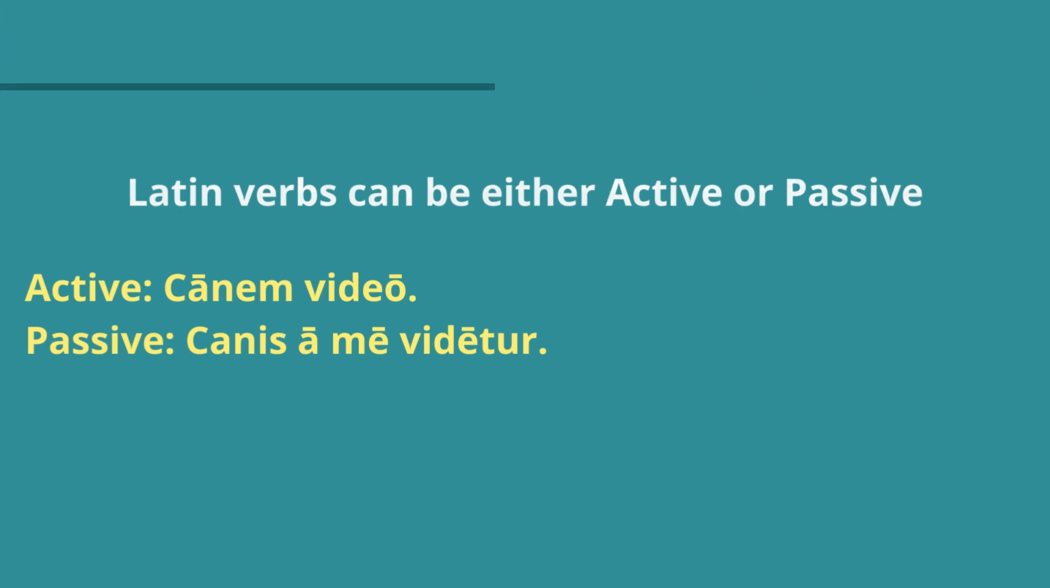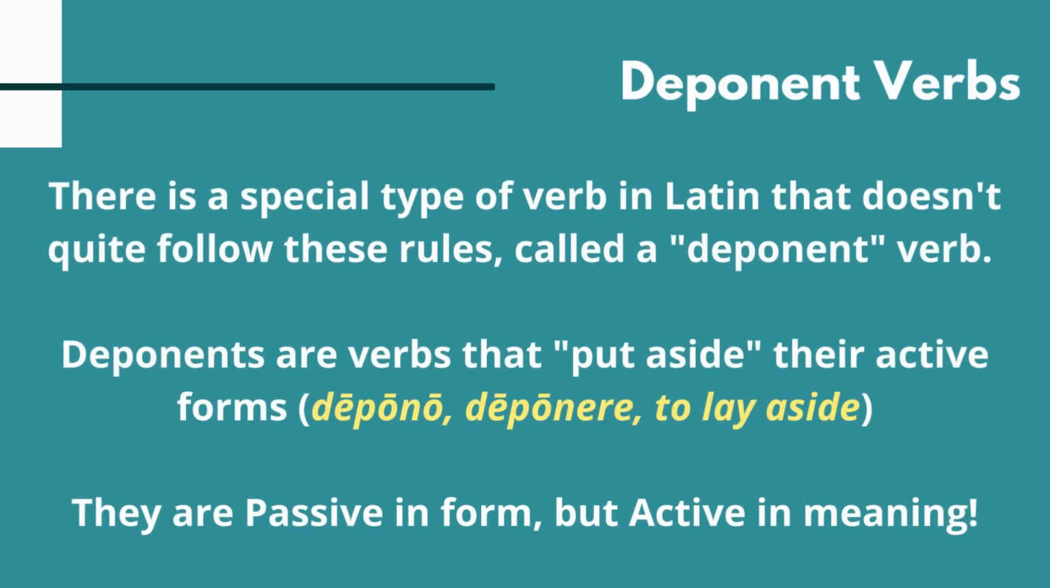Okay, so why are we bringing this up? Well, there's a special type of verb in Latin that doesn't really follow these rules, right? The whole active versus passive thing. It's called a deponent verb.